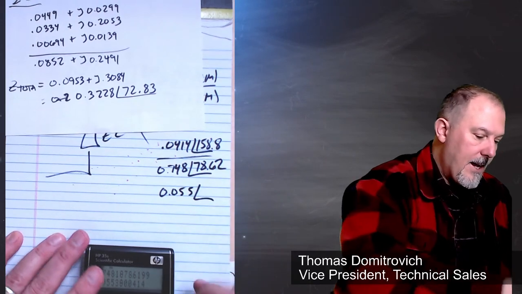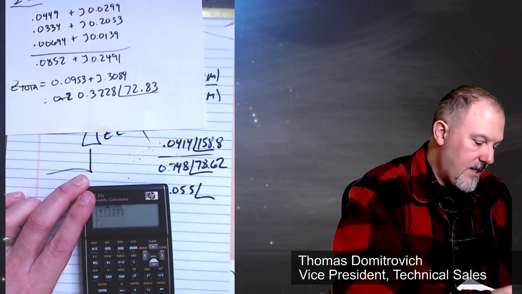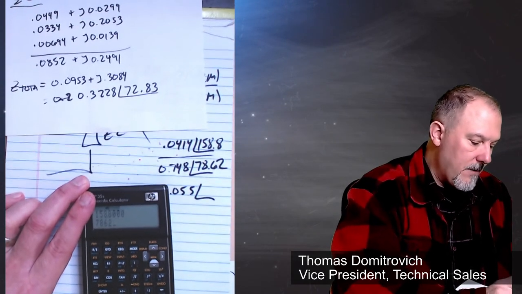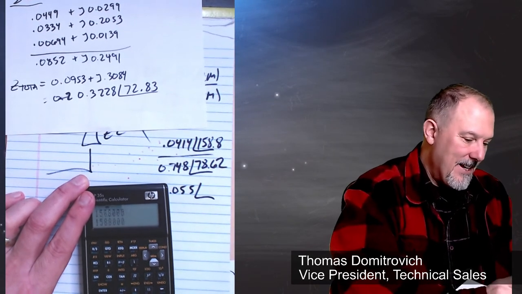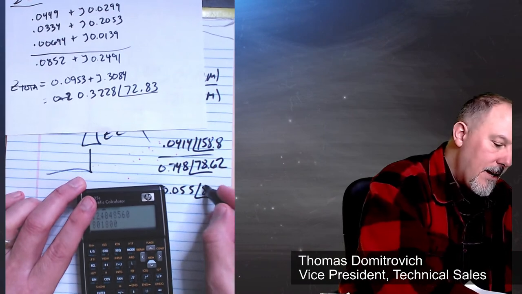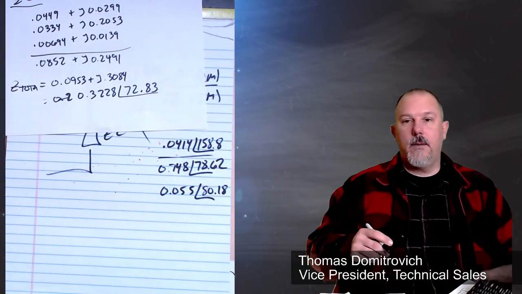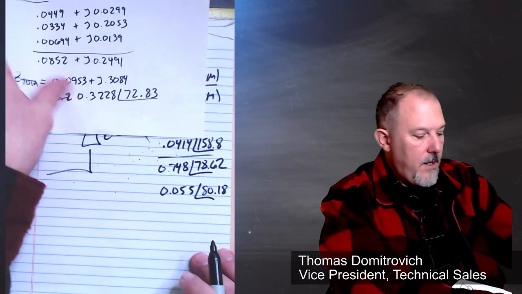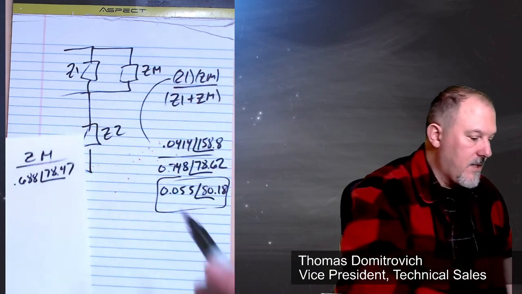0.055 at an angle of 158.8, 78.62 minus 80.18. All right, so that is the equivalent impedance of that. Now let's take a look.